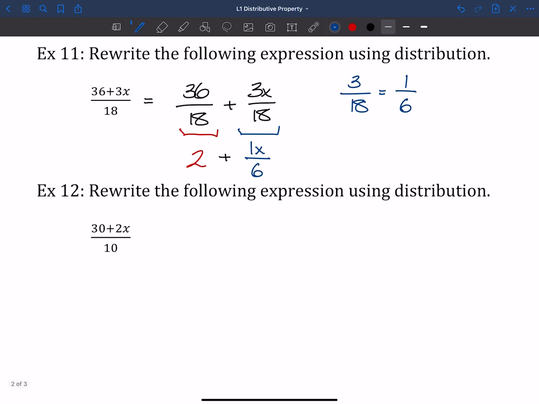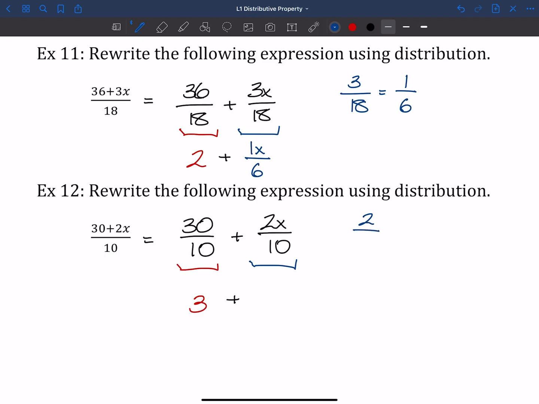Try this one out on your own. Pause here for a minute. See if you can break it up the same way I just did with number 11 and then unpause when you think you got it. Again, if you get it wrong, not a big deal, right? We're just practicing. All right, so on this one, I can break this up into 30 divided by 10 plus 2x divided by 10. All right, so same idea as the last one. 30 divided by 10 is just 3. Then that other chunk, 2x over 10.